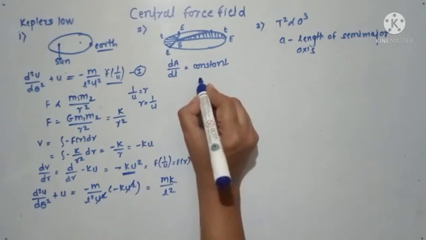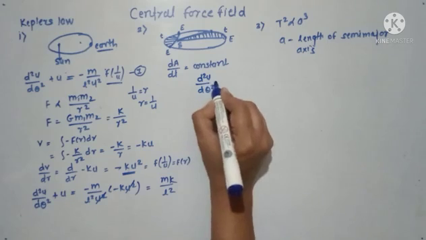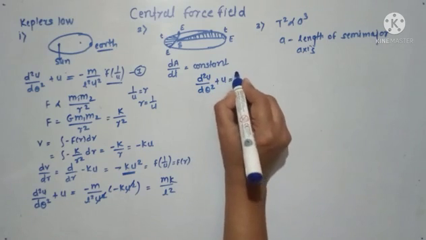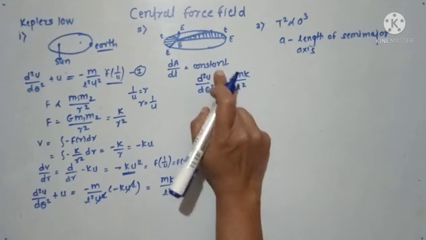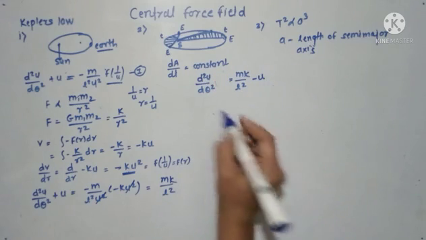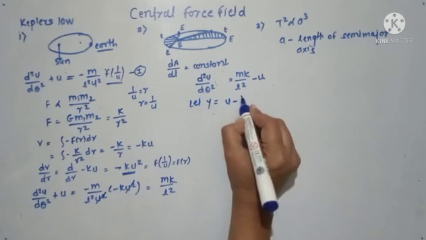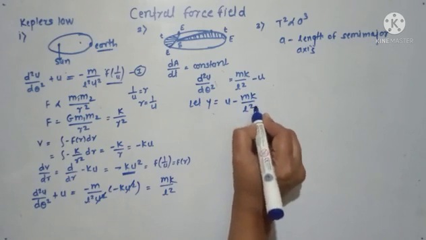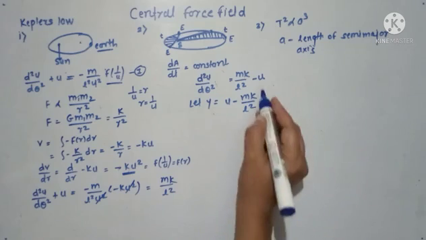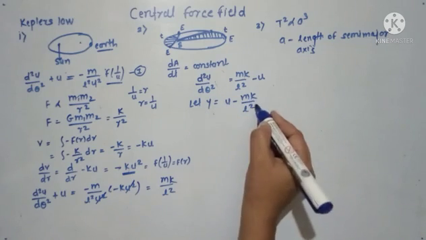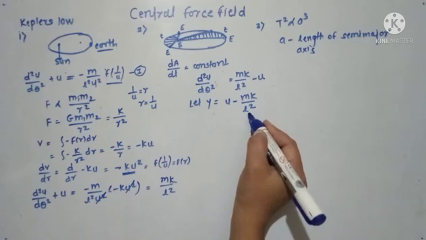So the equation of this orbit will become d²u/dθ² + u = mk/L². If I take this u on the right hand side, I will get it as -u. Now let y = u - mk/L². For the equation to be brought into a particular format, some mathematical adjustments are done over here.